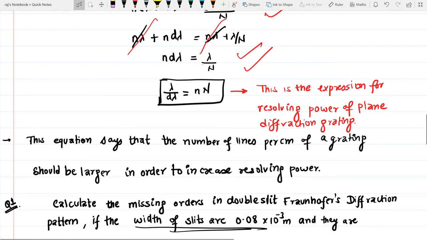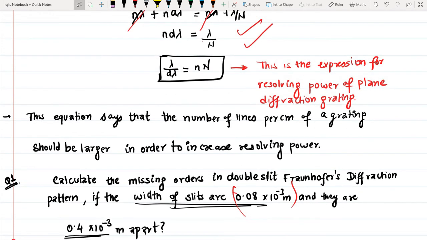Suppose we have been asked to find the missing orders in double slit Fraunhofer diffraction with the width of slit given as 0.08 into 10 power minus 3 meters and they are 0.4 into 10 power minus 3 meter apart. So this is a very simple question.